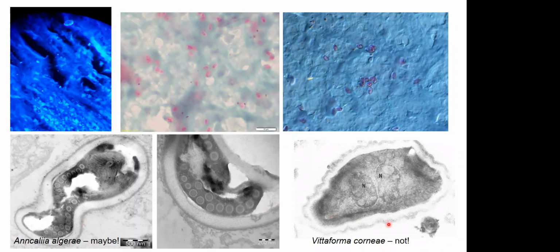Vittaforma corneae is one of the classic causes of microsporidial keratitis, but it definitely wasn't that species. Morphologically, it was not the same. Vittaforma has two nuclei, and the one we had was definitely not.